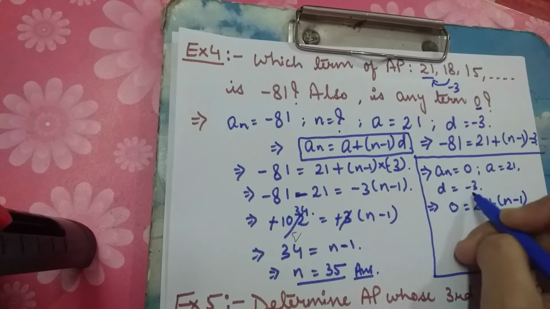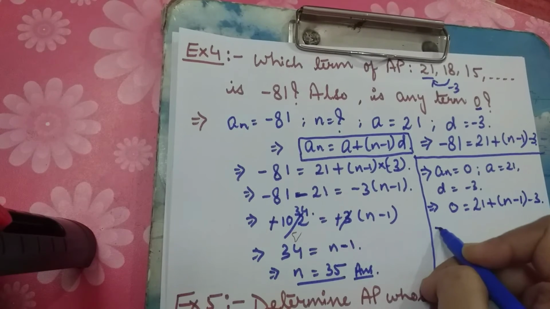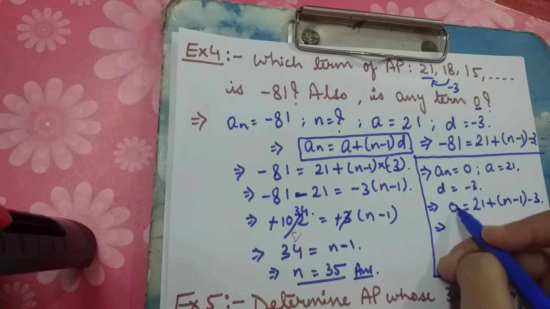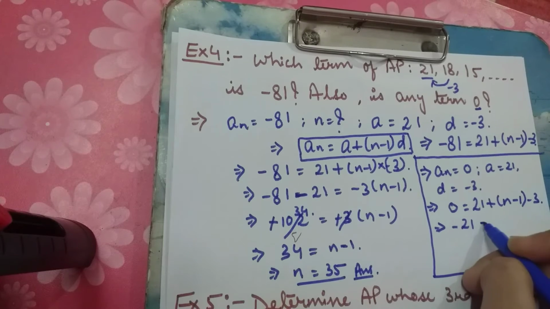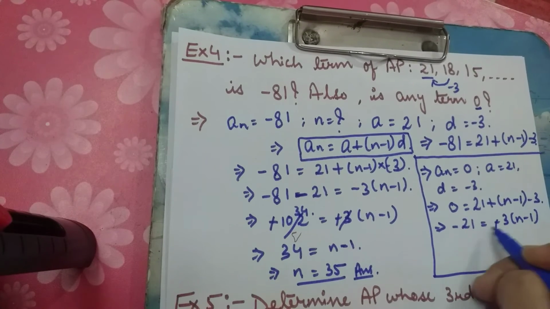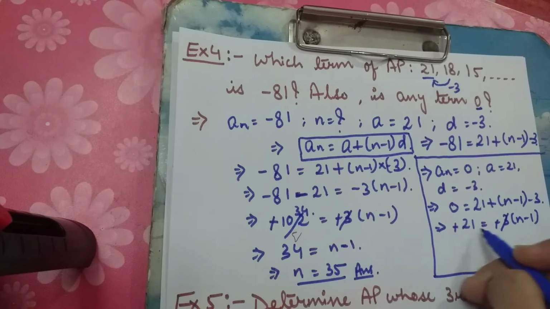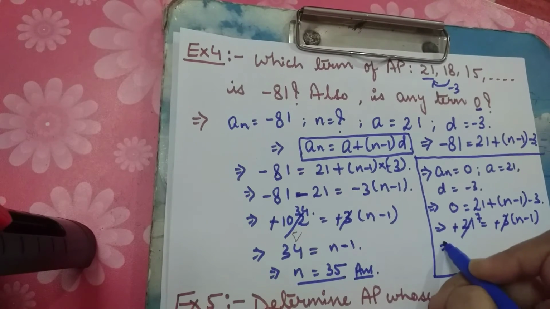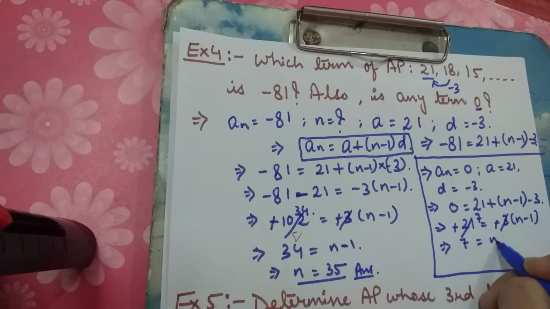Okay, minus 1 into d value is minus 3. Just take this 21 to the left hand side, so it will become minus 21, and here it will become minus 3 into n minus 1. See, this minus minus gets cancelled out, and 3 7s are 21. Okay, so what you will get? 7 equal to n minus 1.